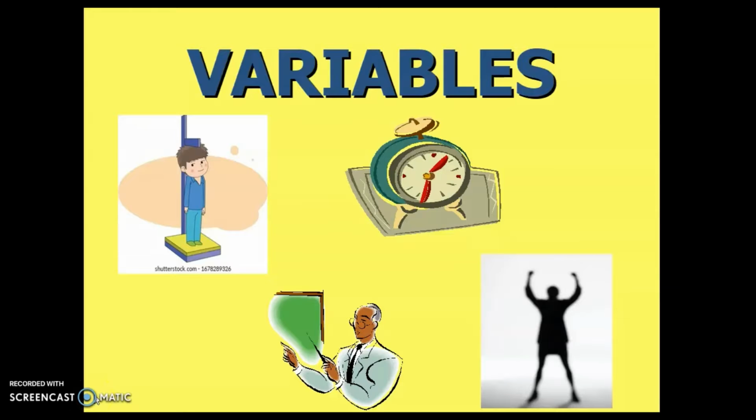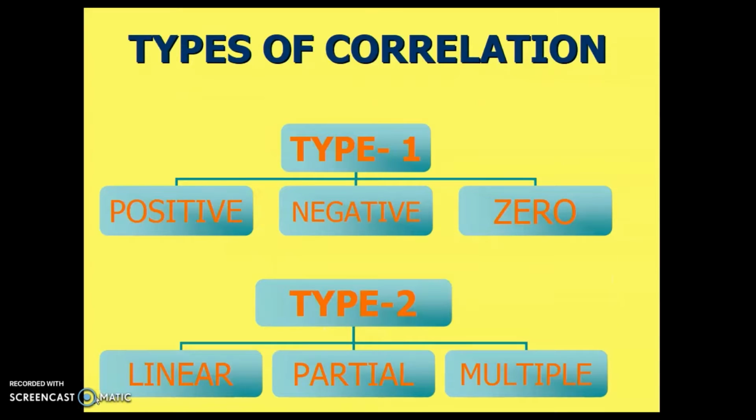So next we'll talk about the types of correlation. So there are two types of correlation, type 1 and type 2. In type 1 correlation, there is positive correlation, negative correlation and zero correlation. And in type 2, we'll talk about the linear correlation, partial correlation and multiple correlation. In this video, we'll only focus on type 1 correlation.